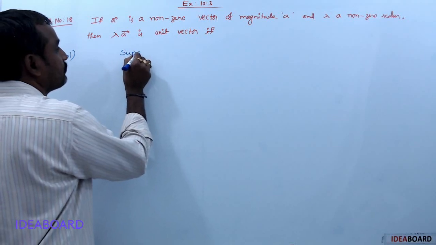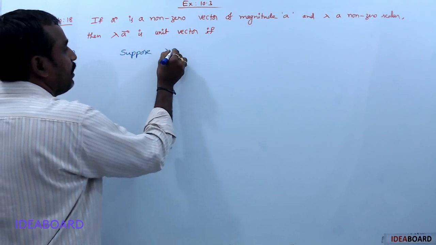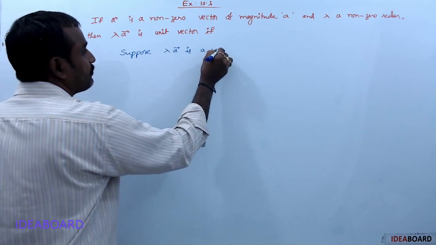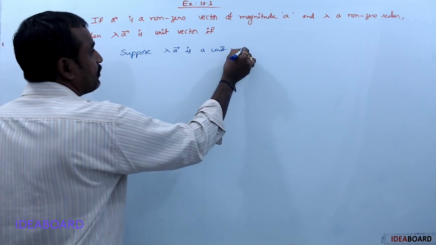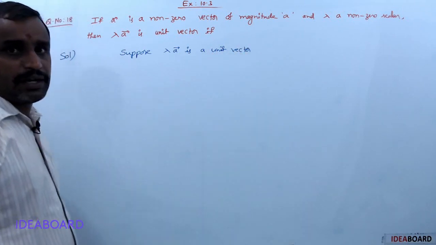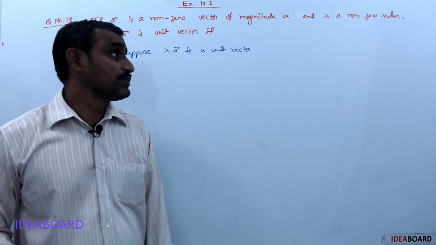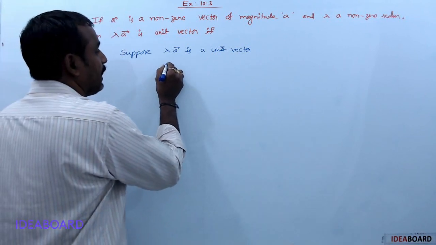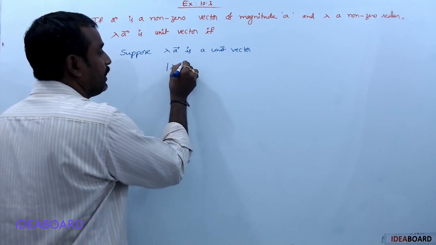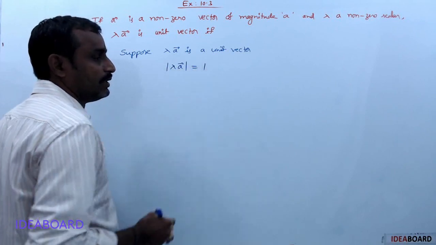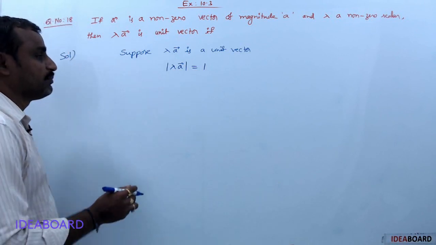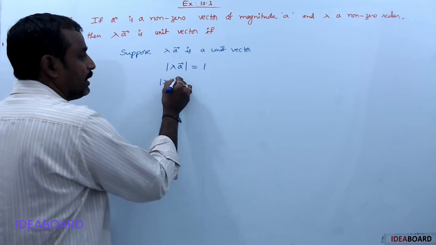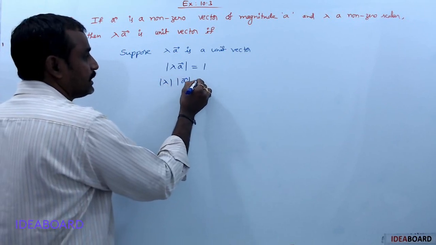Suppose lambda A bar is a unit vector, we are assuming. What is a unit vector? Magnitude of lambda A bar is equal to 1. When you apply this, you can separate the magnitudes: magnitude of lambda times magnitude of A bar is equal to 1.